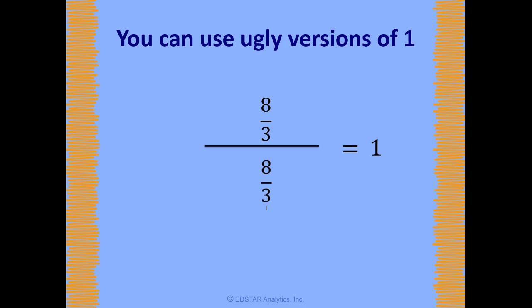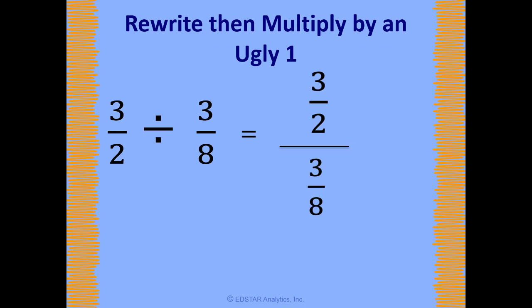The number 8/3 over 8/3 is equal to 1. Even though this is an ugly, ugly fraction, a fraction over a fraction, it's still equal to 1 because there's the same thing on top as there is on the bottom. So we're going to rewrite this fraction, and then we're going to multiply it by an ugly version of the number 1. And these steps that I'm showing you here, you don't always go through. I'm just showing you why it works to change division to multiplication and then multiply by the opposite fraction.